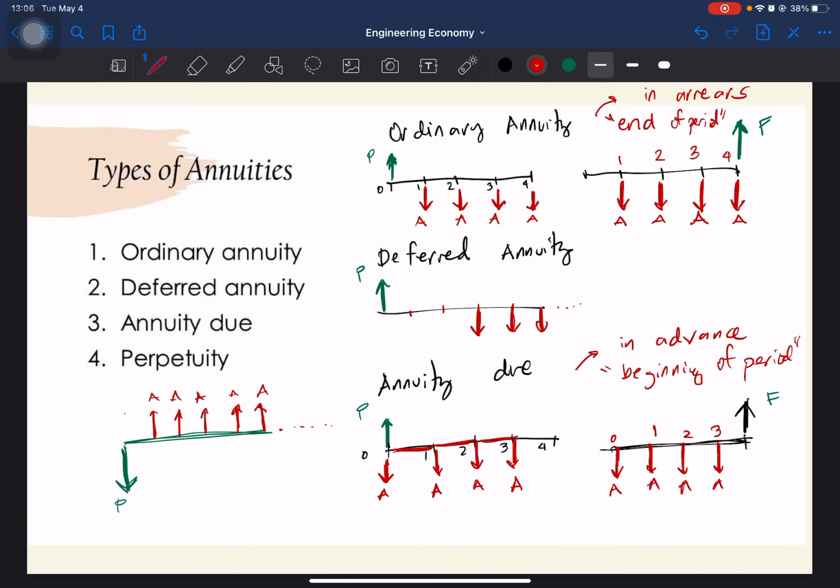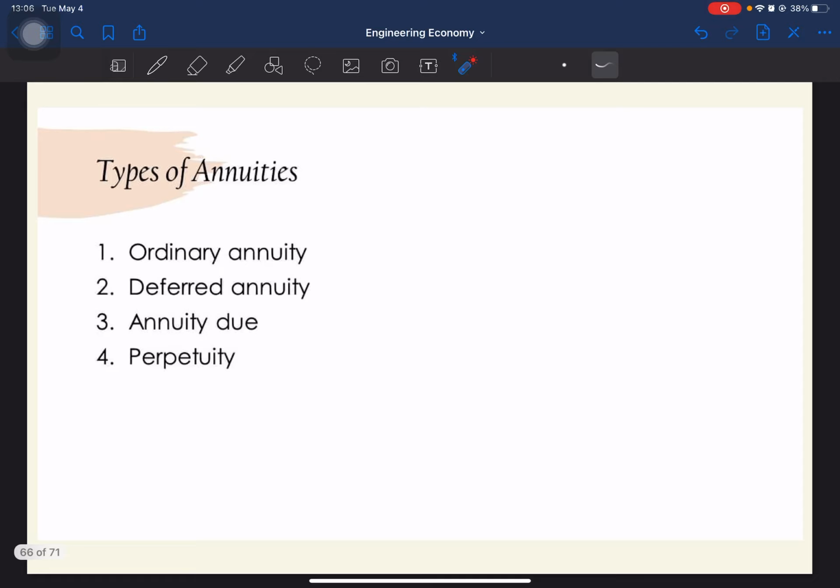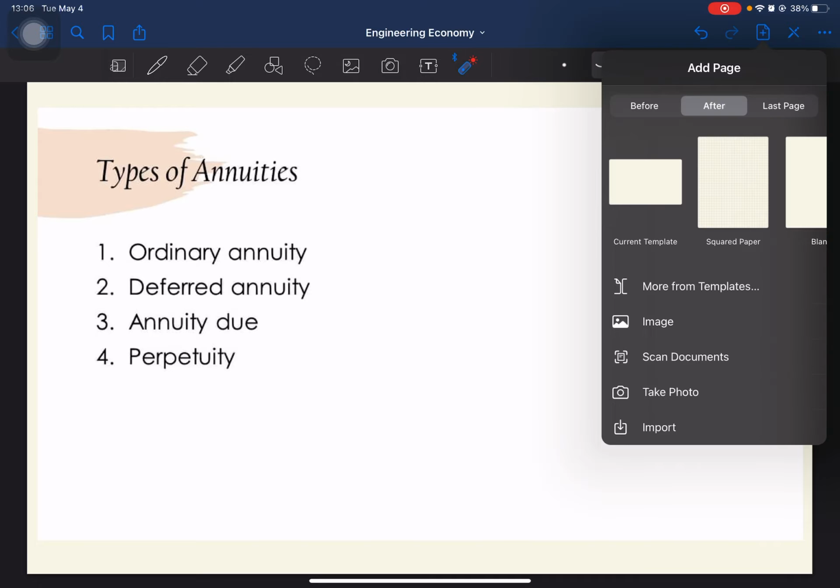So, dito muna tayo. For this video, the discussion will be focused doon sa ordinary annuity. Okay? So, let's begin. Katulad ng pinaliwanag ko, ordinary annuity is an annuity where the payments are done at the end of every period. Okay, so ida-derive natin yung formula.